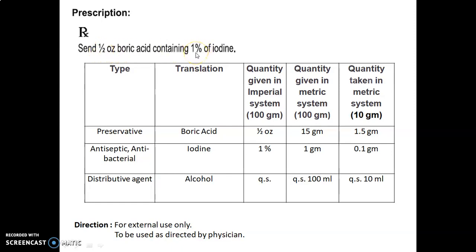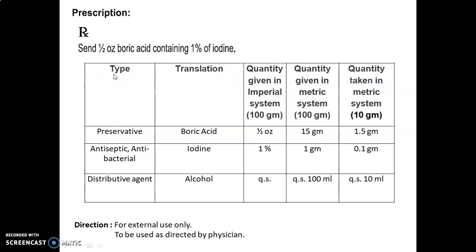And 1%, percent stands for 1 gram should be dissolved in 100 ml or 100 parts, whatever. So 1 gram in 100 ml is nothing but 1% iodine solution. So let's discuss in detail the formulation table.